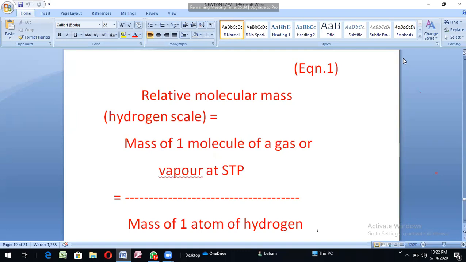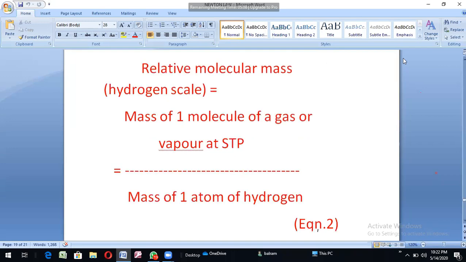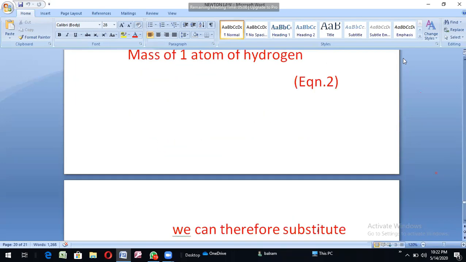Understand this? What is the first derivation? The ratio between one molecule of the gas and the hydrogen atom. So the mass of one molecule of a gas or vapor at STP divided by the mass of one atom of hydrogen is the relative molecular mass. This is equation 2, we derived it.